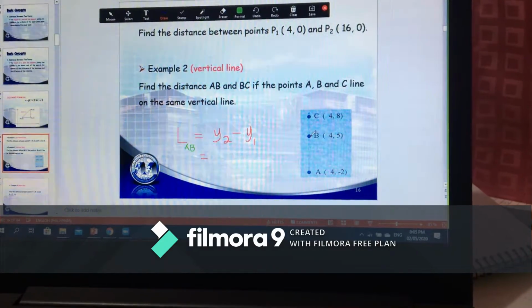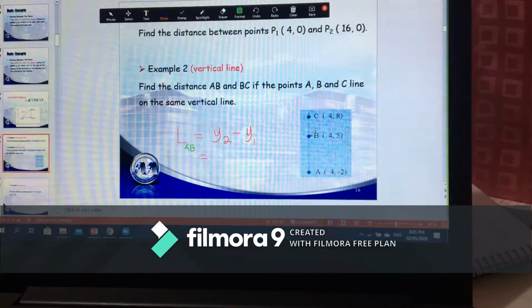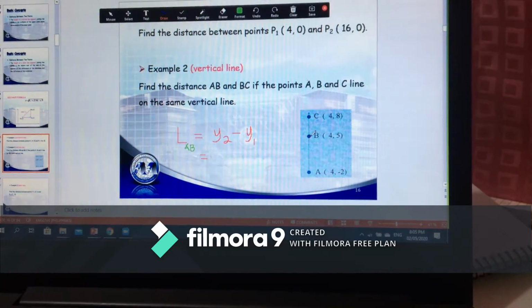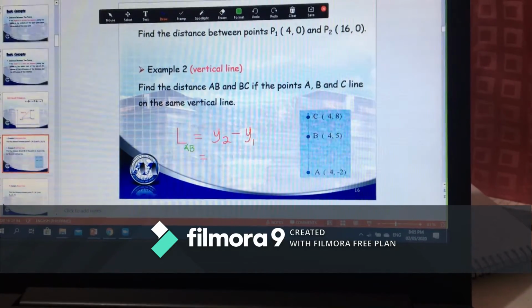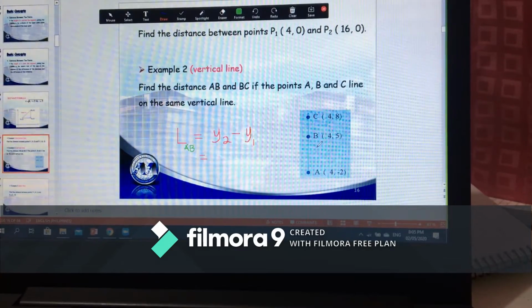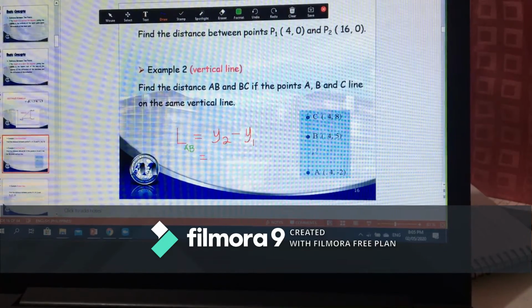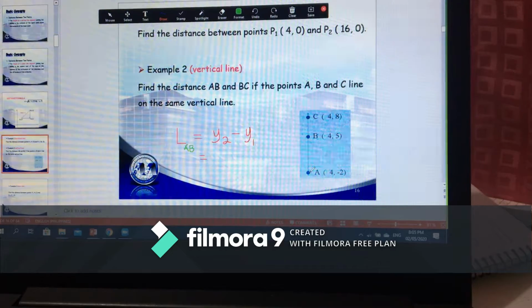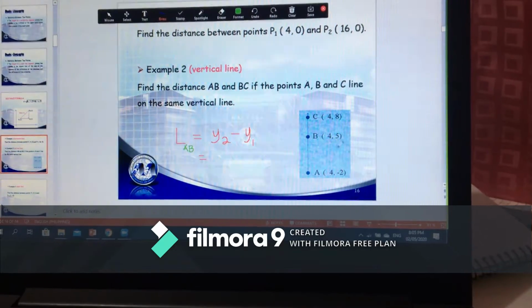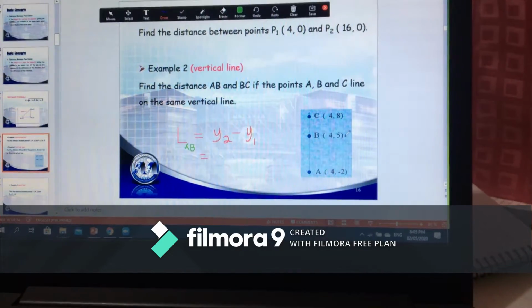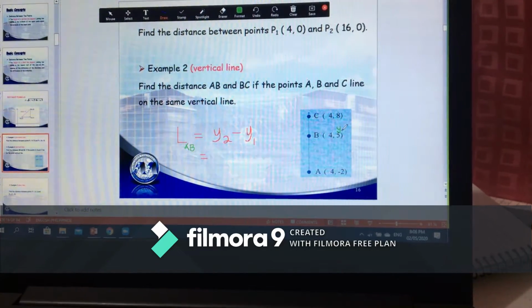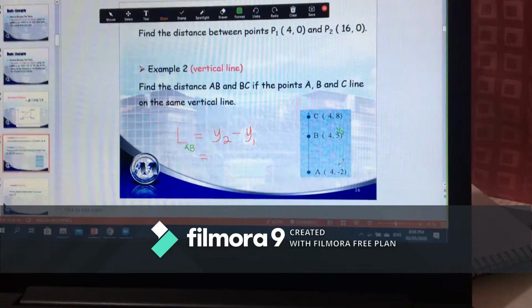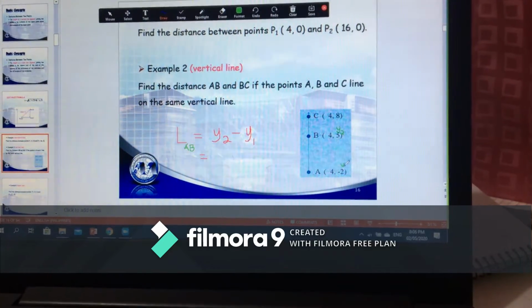length of the segment for the vertical line, so it says that ordinate of the upper point. Now we're considering AB. So vertical line ito. So sabi na ordinate of the upper point minus the ordinate of the lower point. So ano yung y2 natin dito? Anong y1 natin? Yung y2 po is 5. Okay, so ang 5, ito yung y2 natin. Tapos ang y1 natin is negative 2. Alright, so ito yung y1, negative 2.